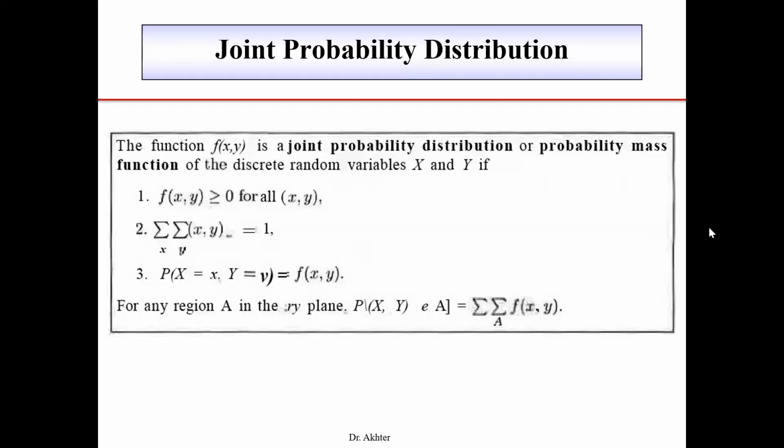Now, joint probability distribution. As you already have the idea about the joint distribution, it is a probability distribution of two variables. One variable is x, the other variable is y. That is why it is called a joint probability distribution. Another name of this distribution is bivariate distribution. Bivariate means two variables are involved.